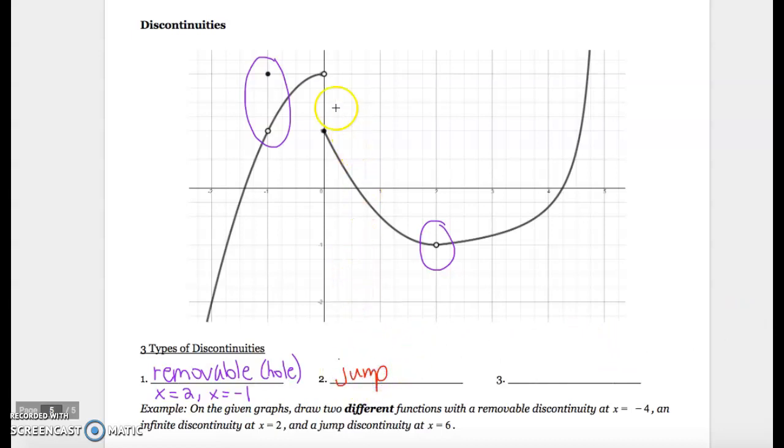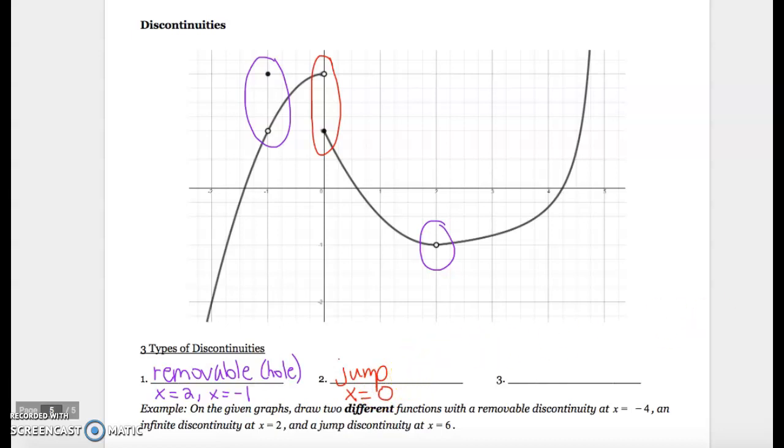And a jump discontinuity occurs anywhere that your graph seems to stop at one place or one y value and then pick up somewhere else. So this is an example of a jump discontinuity because my graph continued up until this point, and then it boop, jumped down here, and then it kept going. So we would say that we had a jump discontinuity at x equals 0.